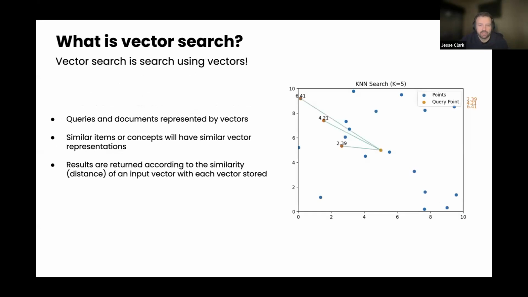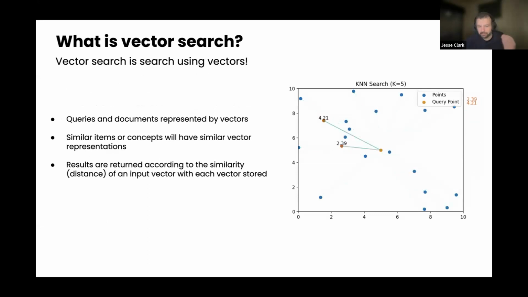Right, what is vector search? Vector search is search using vectors. This is a pretty uninformative description, but it's a relatively simple idea, and I think people will probably be familiar with it already. The idea is that queries and documents are represented by vectors, and in this vector space, things that are similar in their representations are related in concepts or relationships, so there's some meaning to how you want to associate things.